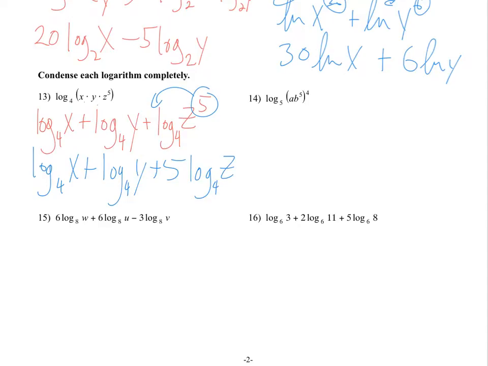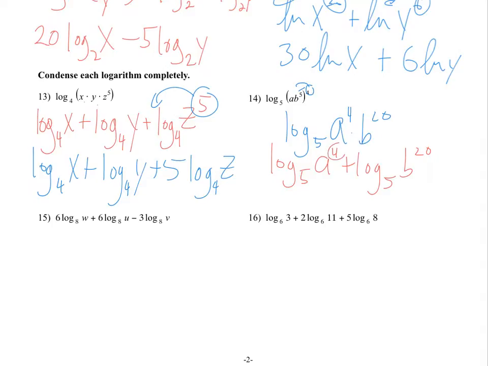For number 14, I'm going to deal with these powers first again, just to make my life easier. And we get log base 5 of a to the 4th, b to the 20th. Those are multiplied, so I'm going to add them together. We get log base 5 of a to the 4th plus log base 5 of b to the 20th, and now bring those two powers down in front. 4 log base 5 of a plus 20 log base 5 of b.